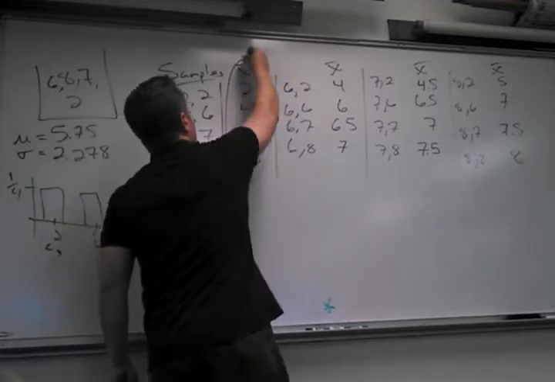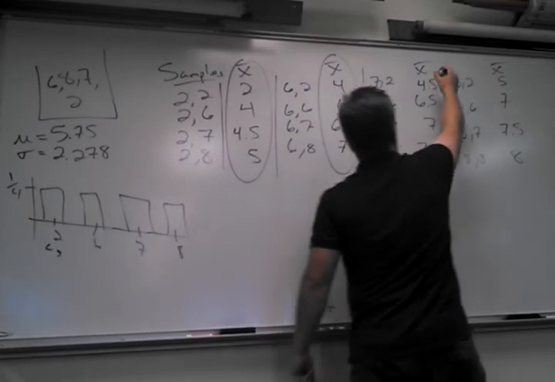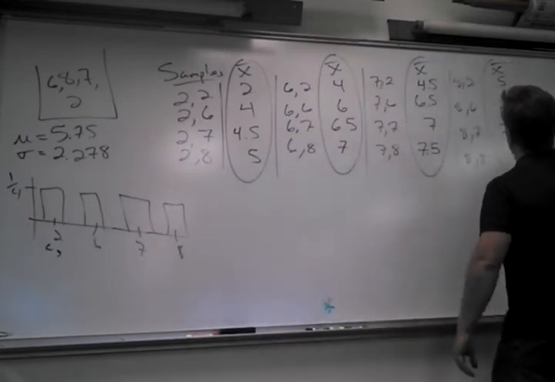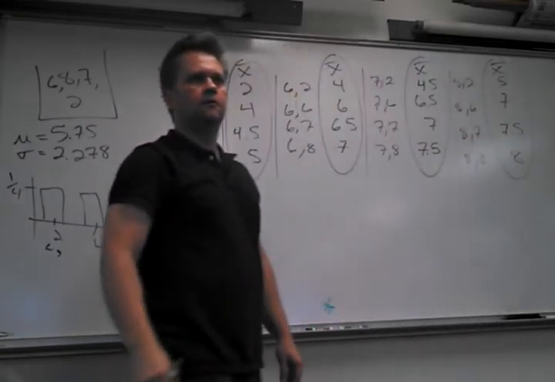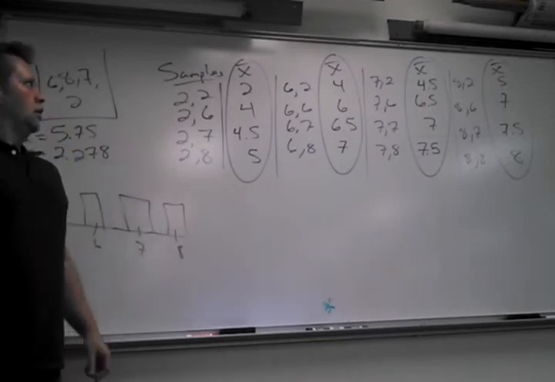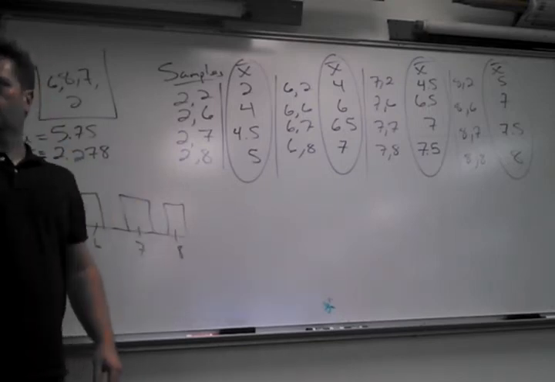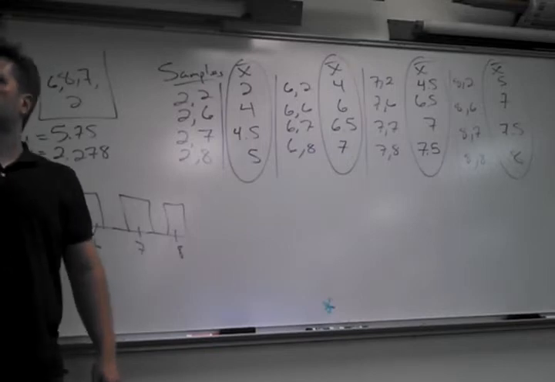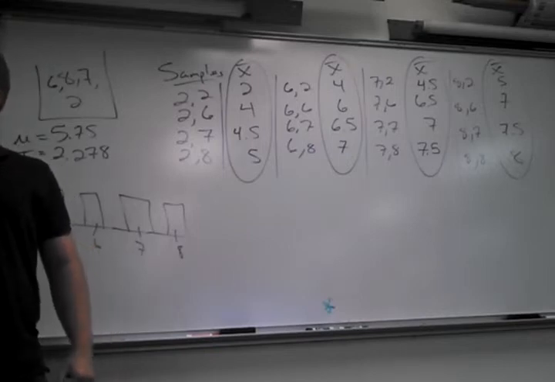Now I'm going to look at these. These are like my new data points for my sampling distribution. These are the new data points. I created them from the population. Why are they 4 tall? Like, why are they 4 tall?